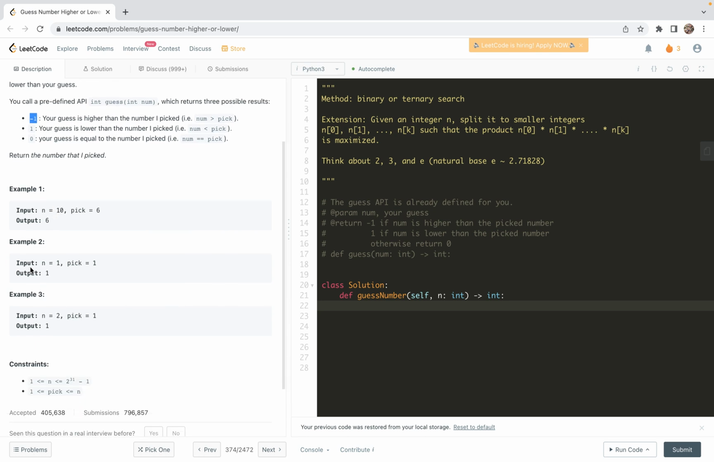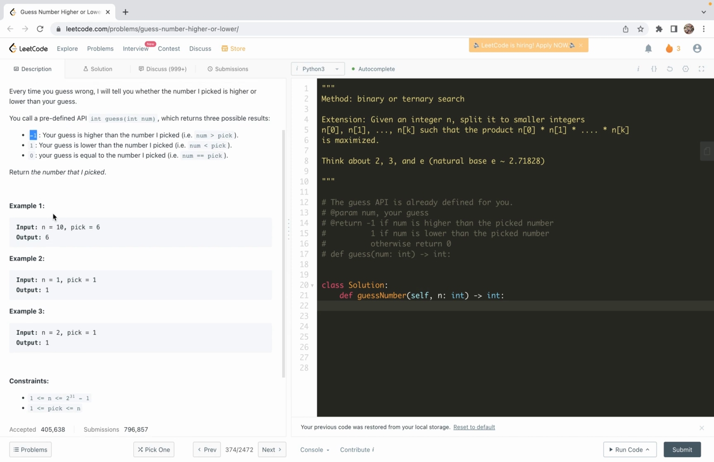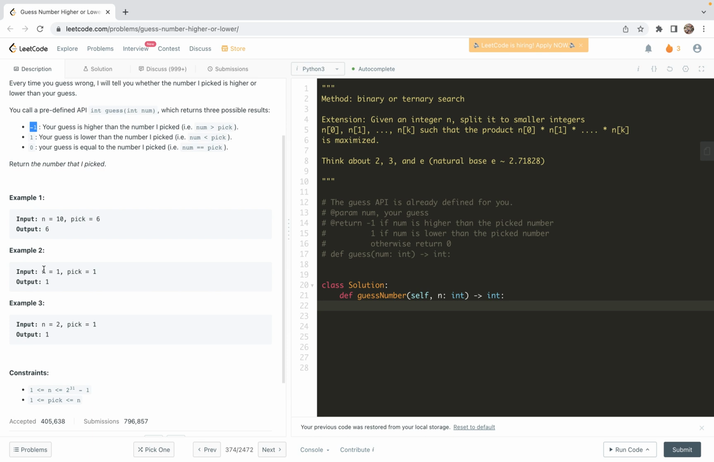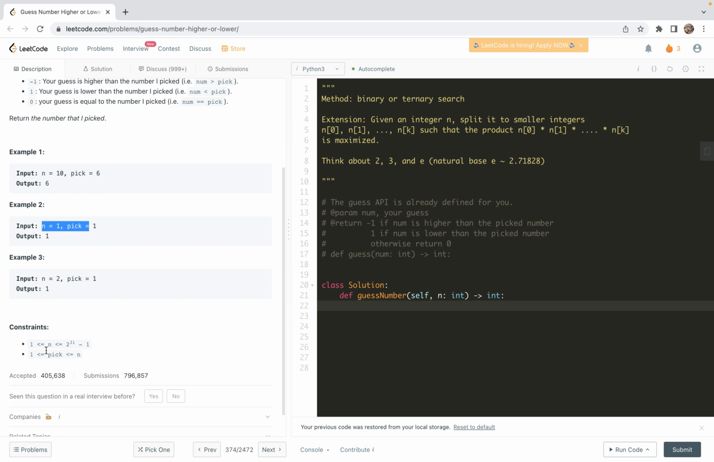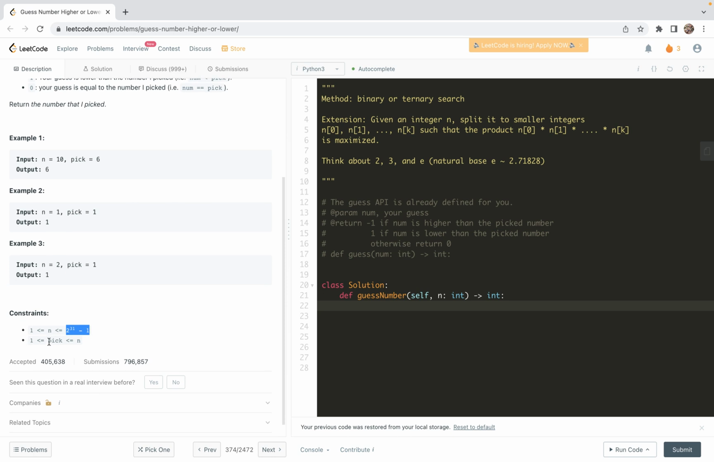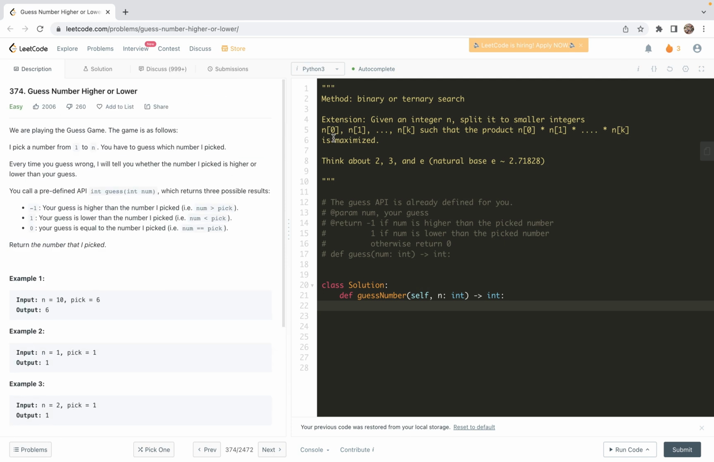Here are examples. The examples cannot really mimic the process, but it's good to have. Here if n is 1, you can only pick 1, right? The constraint is that n is greater than or equal to 1 and less than or equal to 2 to the power 31 minus 1. That is the largest possible 32-bit integer, right? The pick is in between 1 and n, as we mentioned. Here we are going to write this solution using binary search and ternary search.